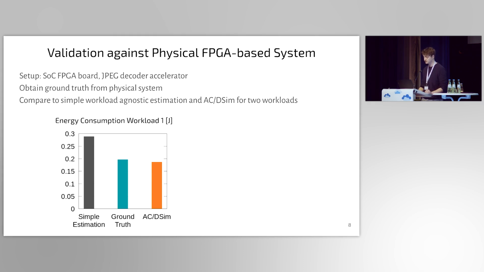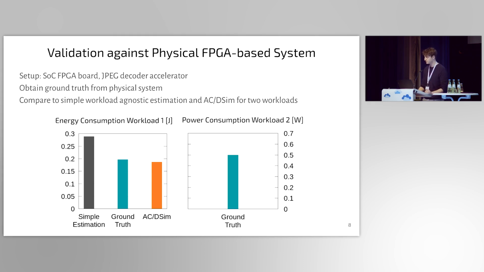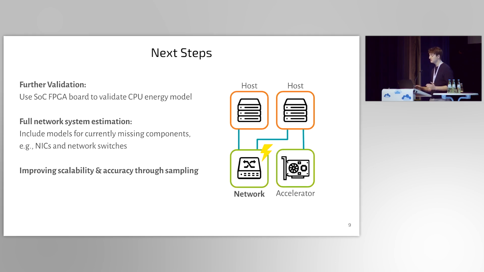Next, I ran a different workload where the JPEG decoder is completely idle, which is why I'm reporting power consumption here. And as we can see, the simple estimation is still off, and again, DSim gets much closer, in fact, only slightly overestimating the ground truth. So these previous results that we looked at, these results look really promising.